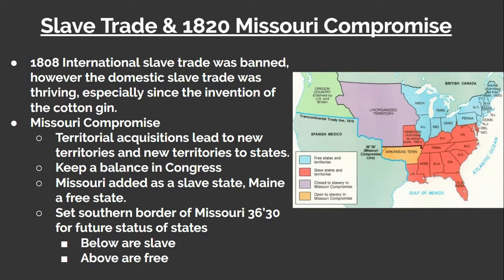So this is the first of several compromises. And one thing they've tried to do is try to keep a balance in Congress. So they're going to allow for Missouri right here to come in as a slave state. Maine up here will come in as a free state. And they set this line that's supposed to answer this question once and for all, but of course it won't. And it's the 36°30' parallel, or the southern border of most of Missouri. And they say basically anything below this line, any territories that become states will become slave. Anything above this line will be free states. They think they have it solved, but it won't be.